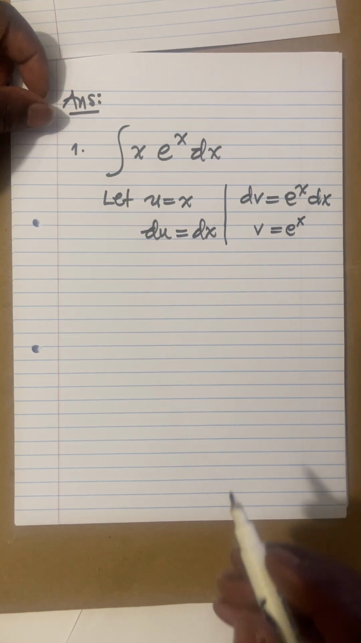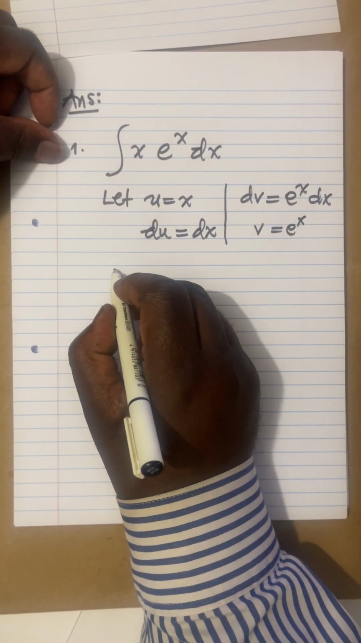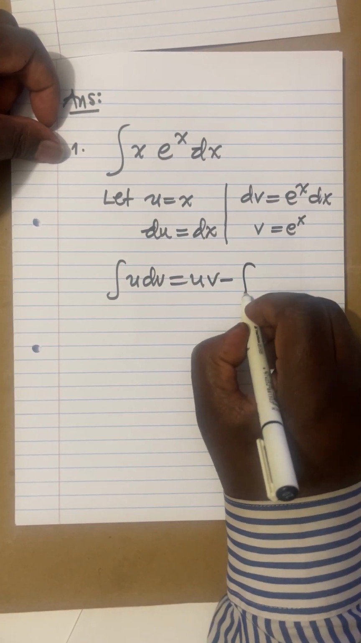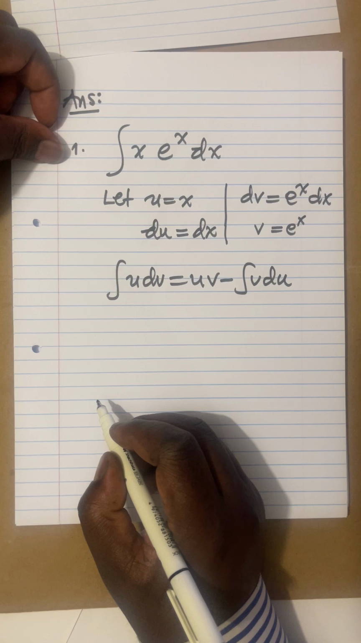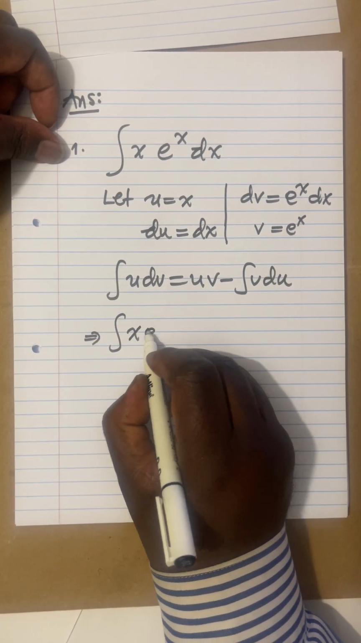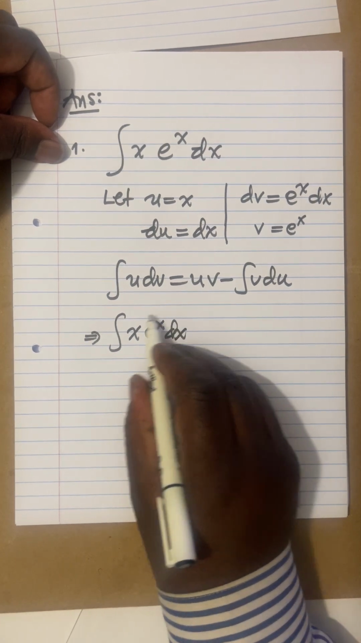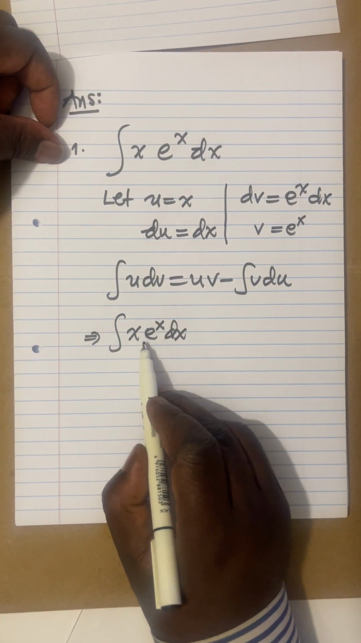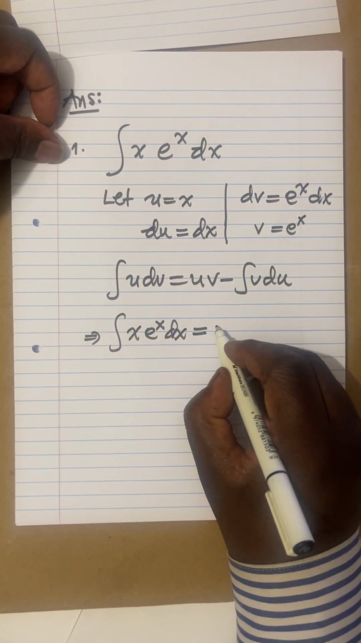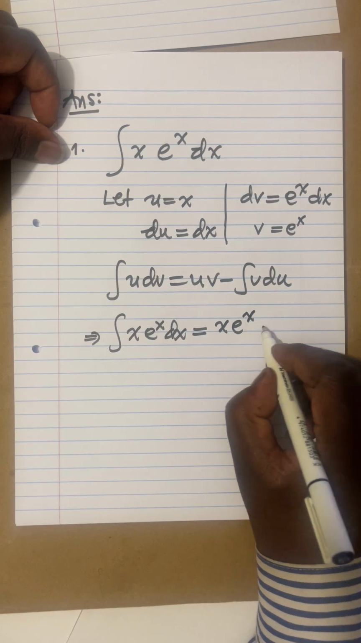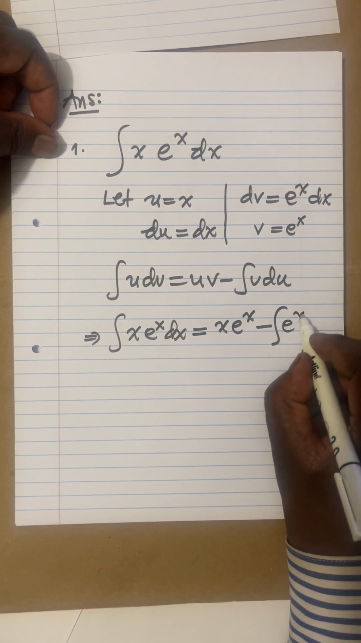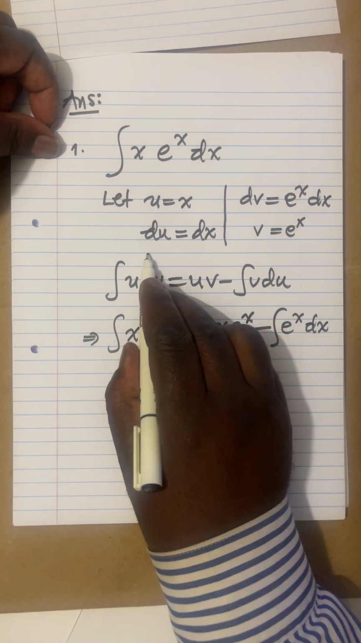Right. Now going into the formula, the formula says the integral of u dv equals uv minus the integral of v du. Now notice that this one here is exactly x e to the power x dx. This is u dv is equal to uv. It's going to be this multiplying by that, so it's x e to the power x minus the integral of v du. Where is our v? Here it is, e to the power x. du is dx. You can see it from there.